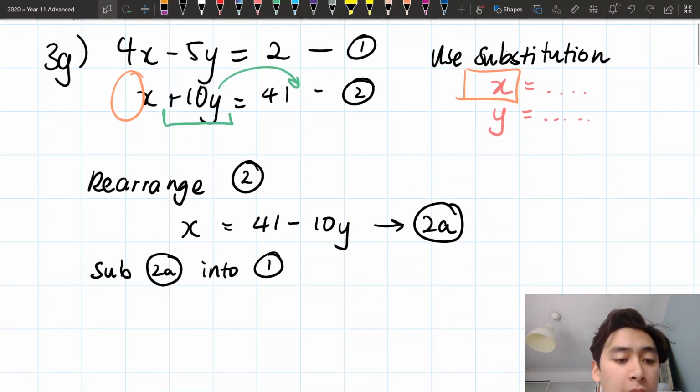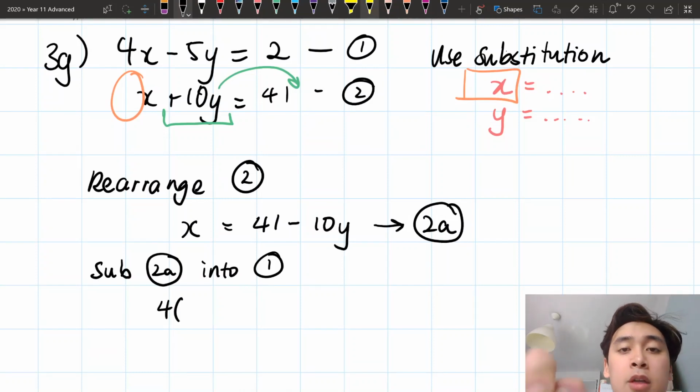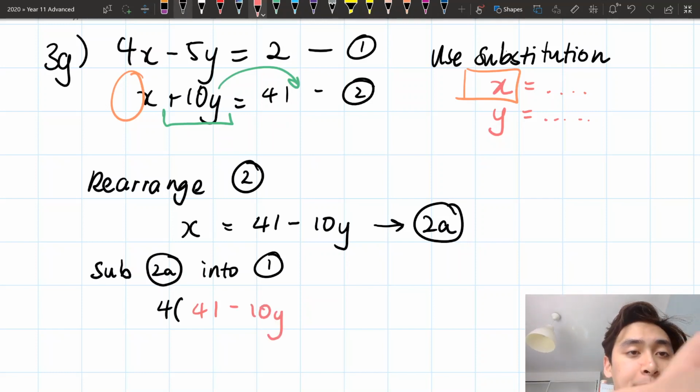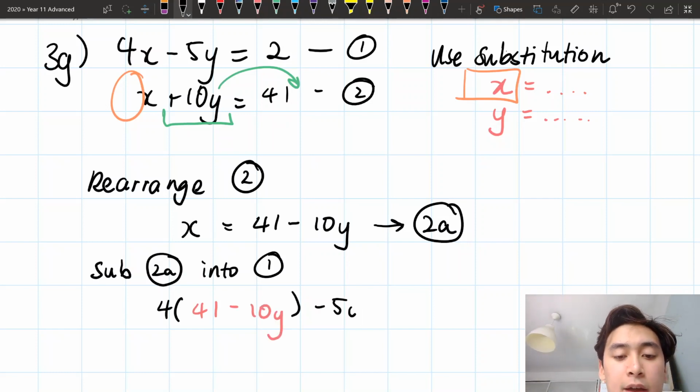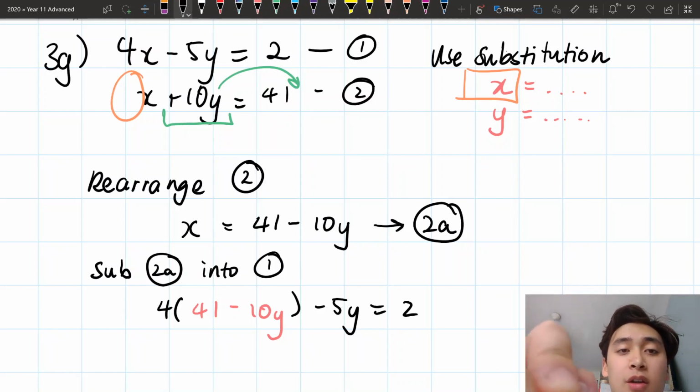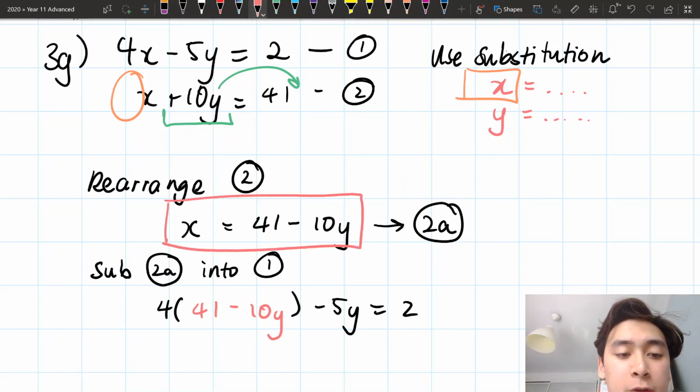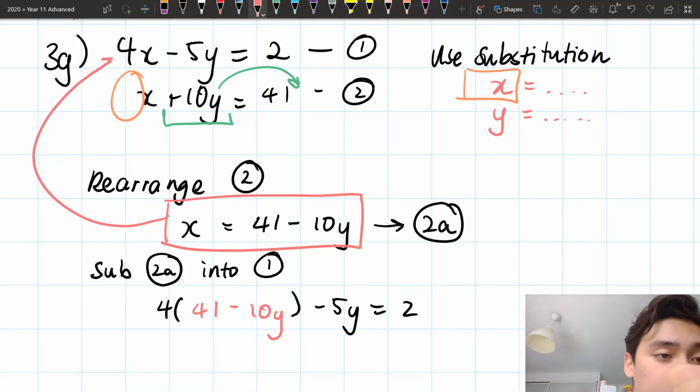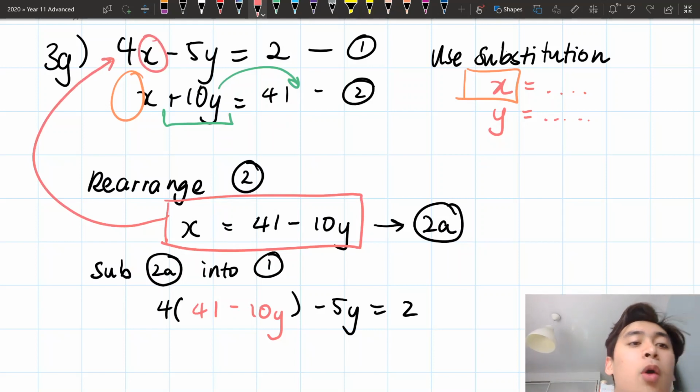So here I'm going to have 4 times, and I'm going to do this in a different color just so we can see it, 4 times (41 minus 10y) minus 5y is equal to 2. That's what I get when I substitute my equation 2a back into 1. So I'm substituting this whole thing, that I'm going to put in a red box, into this first equation, and in particular into this spot where I see x. So I've substituted that in.